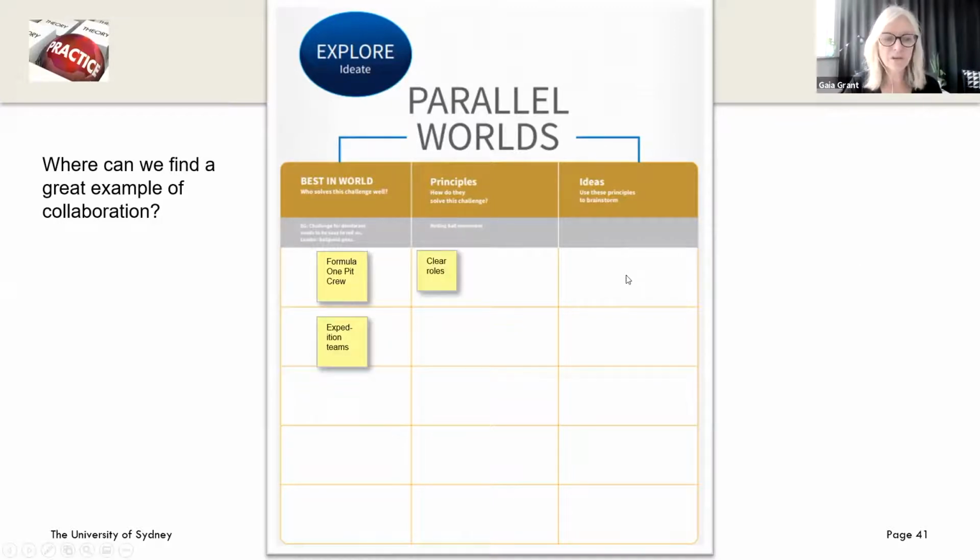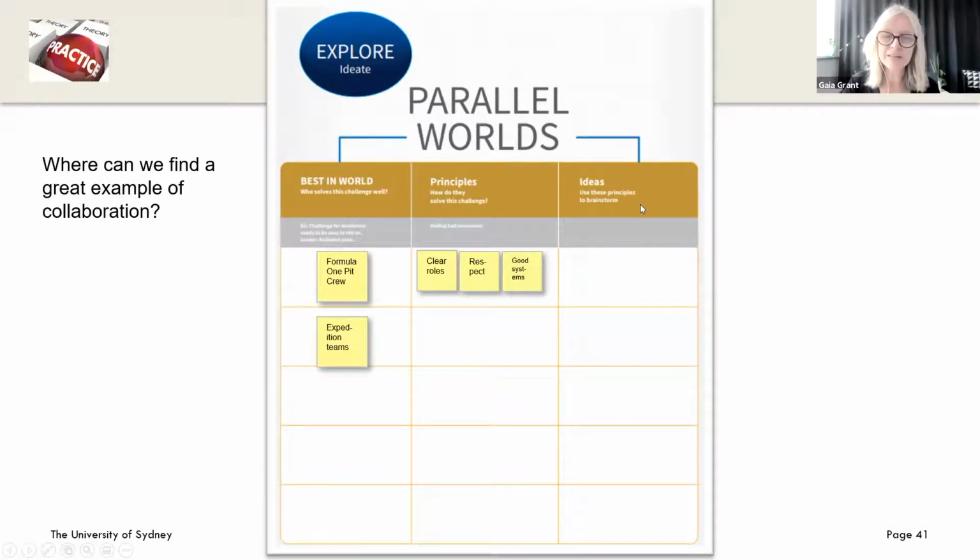So I'm just going to put there clear roles, which is what you brought up. Maybe respect for each other's roles too, because you don't go and take over somebody else's role and say, I can do that better. You don't micromanage, you trust people to do their roles. They have good systems in place, so they're clear about who's doing what at what time and how it's going to work.